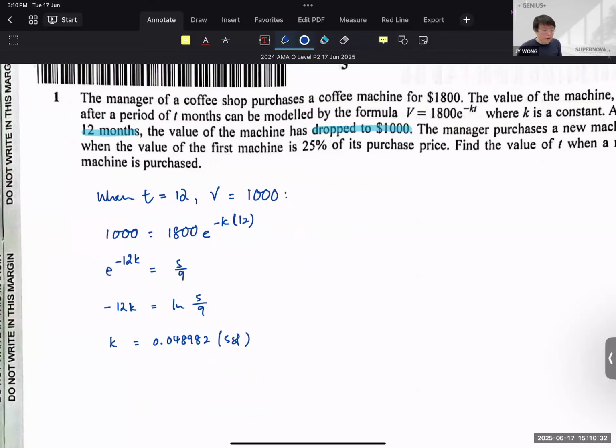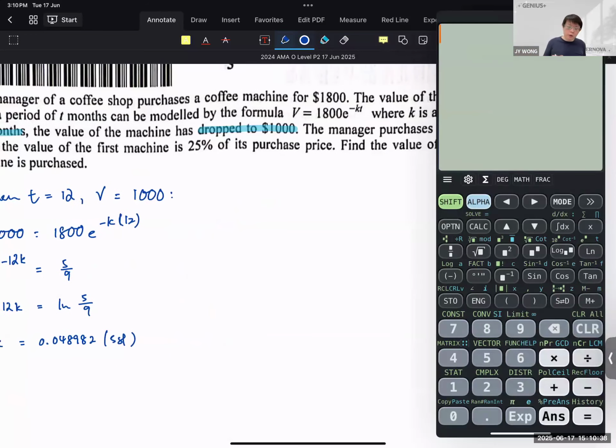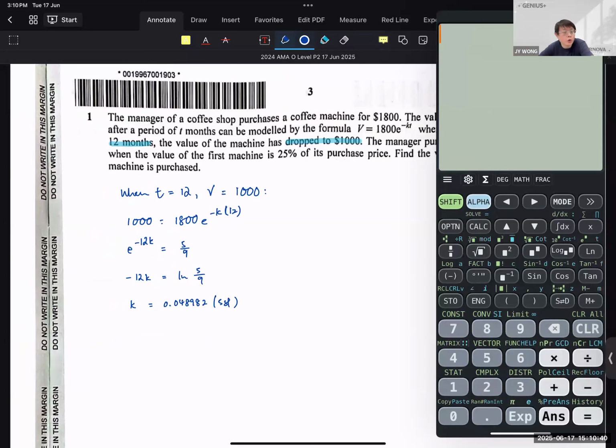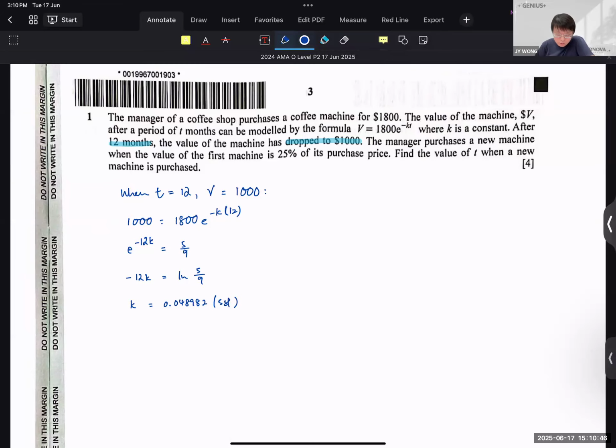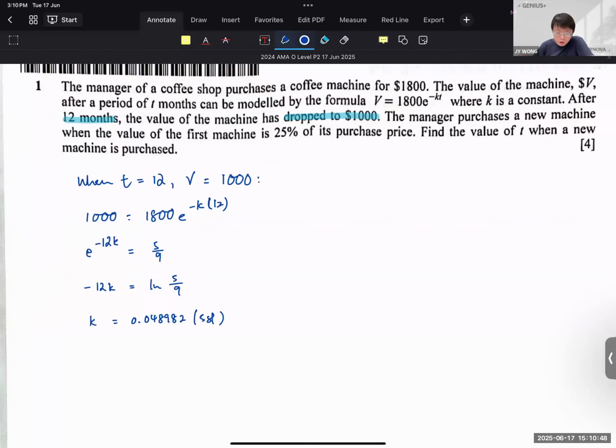Take note, now when you are writing it, this is the value of K that you have. I just cleared my calculator. I'm so smart. What you should do is save the value of K into your calculator. Then when you are writing out the expression, you don't need to write out the value of K.